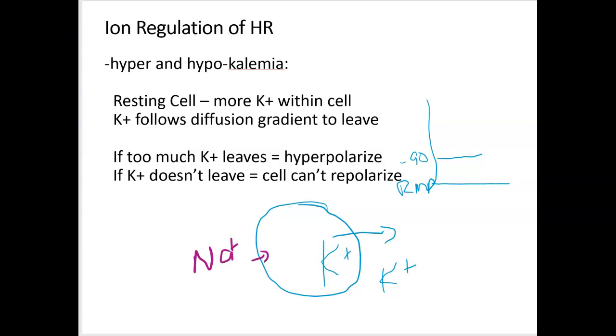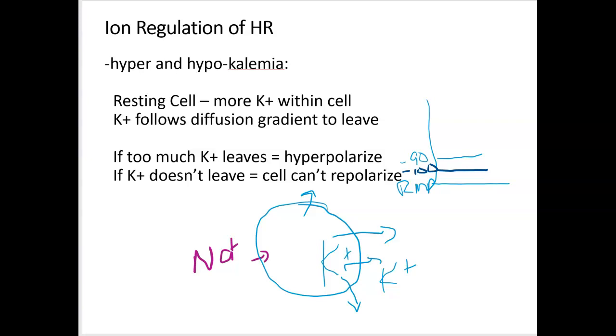Remember, there were a lot more channels, and so we're always losing the positive ions. So that maintains the RMP. It keeps it negative. Now, if too much potassium leaves, then this number, this RMP, is going to fall. I'm making this up now. Maybe it's minus 100 because you're losing too many positive charges from the cell. If it's hyperpolarized, that's not good. It's going to be inhibitory.